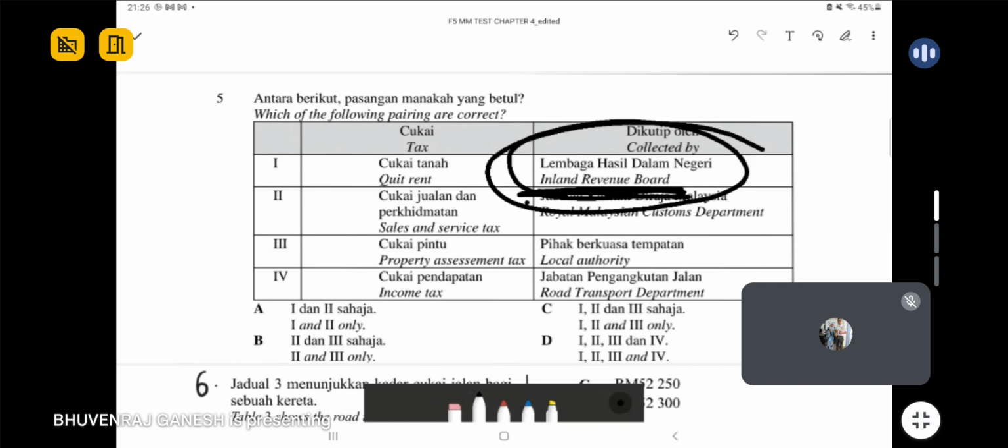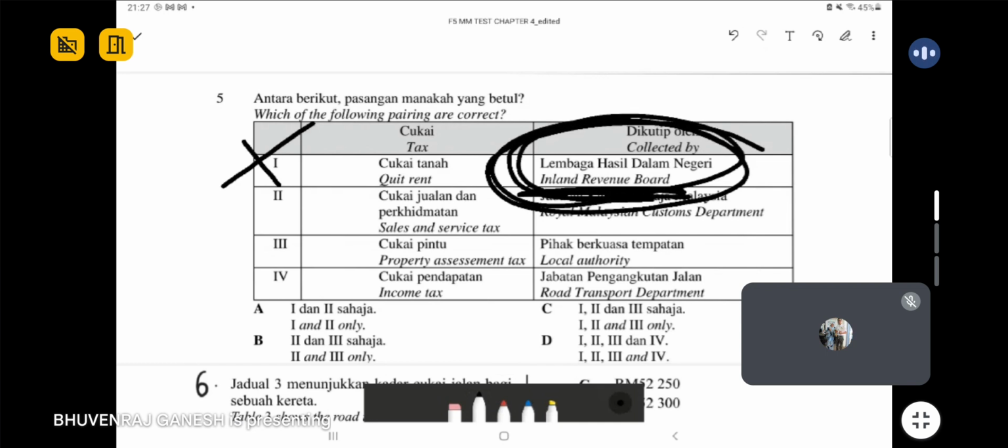Always remember this. Even if the rest you don't remember, it's okay. This one is very important because it's subjective, right? They can sometimes ask who collects the income tax because they might have a question on income tax. So you must remember this name, Inland Revenue Board or LHDN.